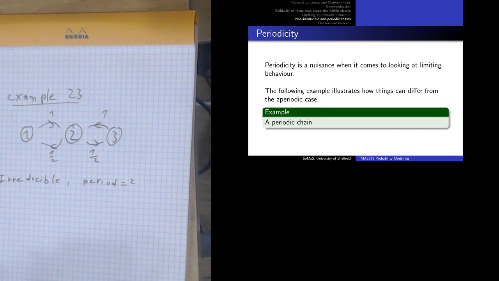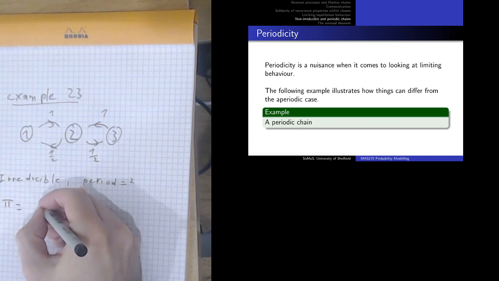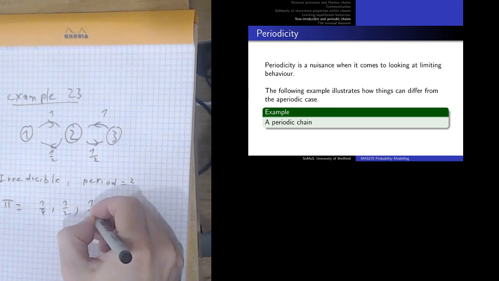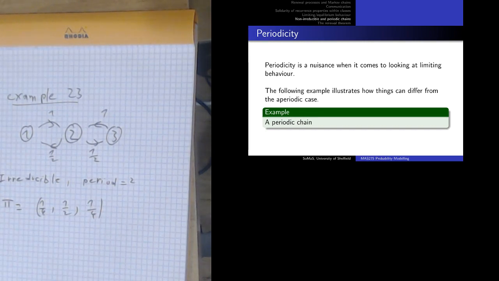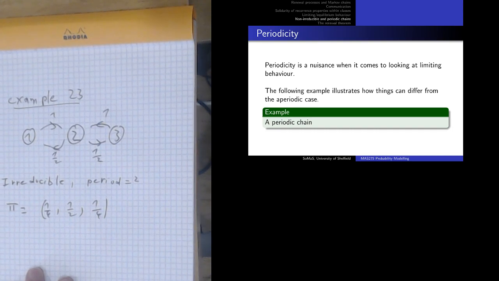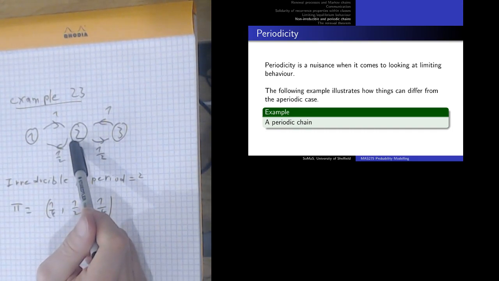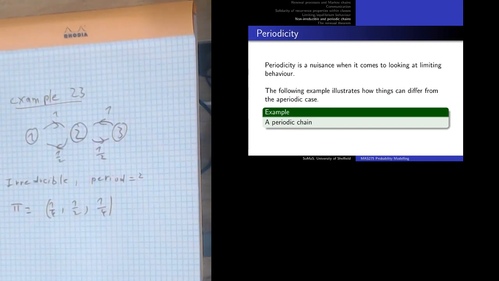It's also not very hard to see that the invariant distribution pi is given by 1/4, 1/2, 1/4. You can do it by hand, solve the equations, but it also kind of makes intuitive sense because you can see that somehow 2 should have twice the weight of the others, and by symmetry these 2 should have the same weight. And there you go.